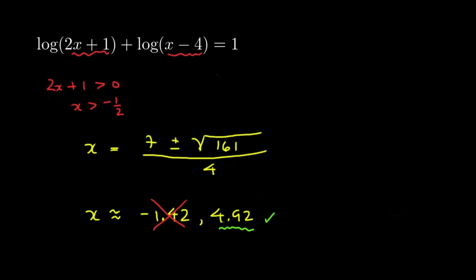And over here in the second logarithm, the domain is x must be greater than 4. And of course, pretty easy to see that negative 1.42 is not bigger than 4 either. But notice 4.92 works in both of these domains. It's bigger than 4, and of course it's much bigger than negative 1/2. So our final answer here is x is approximately 4.92 is our approximate solution, rounded of course to 2 decimal places. And if you want the exact value, of course that's 7 plus the square root of 161, all divided by 4.